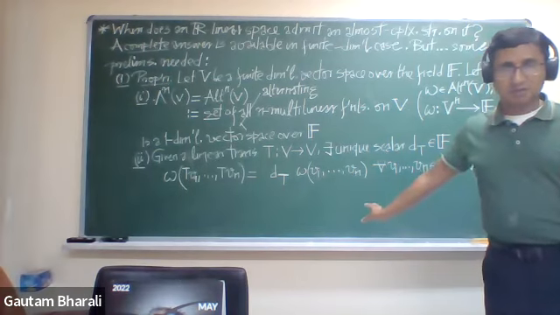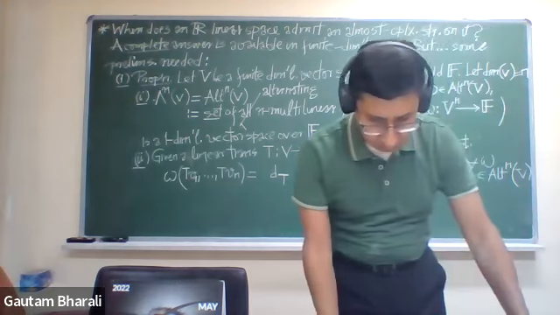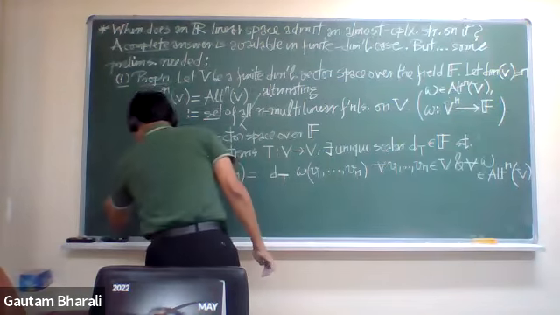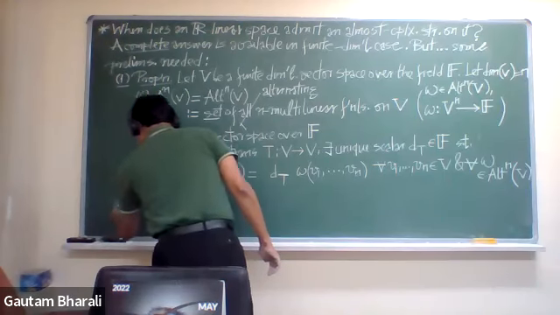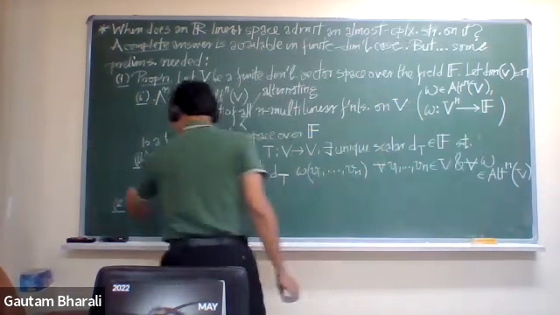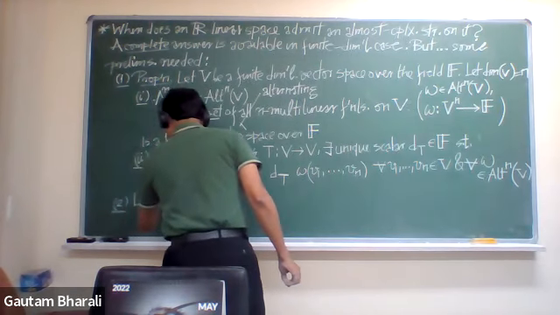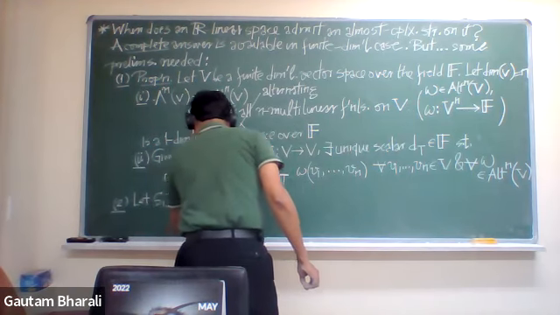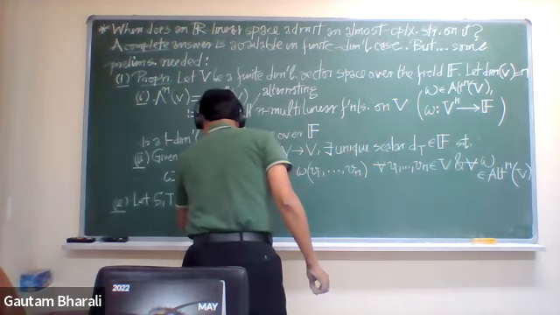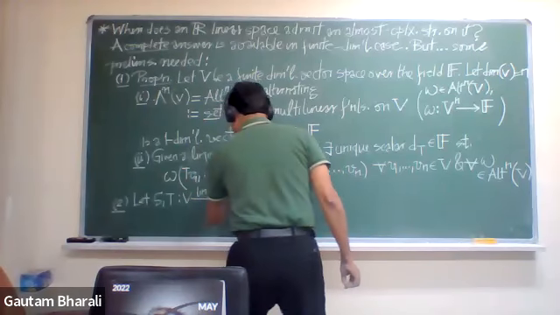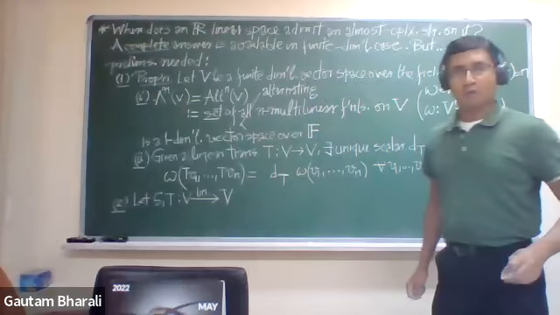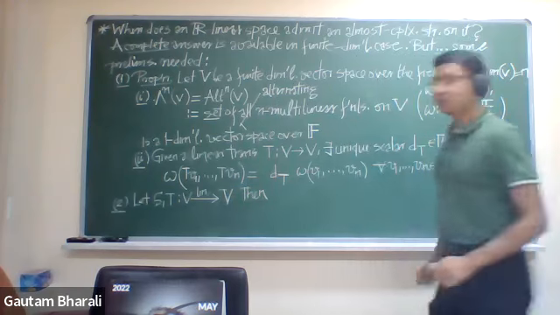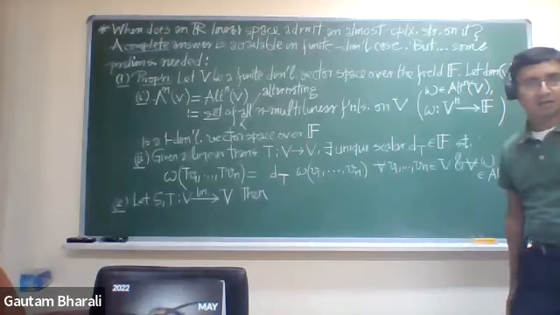So I have this proposition, and now let's look at what this proposition allows us to do. Suppose S and T are two of these, two linear transformations from V to itself. Then let's look at this string of equalities.